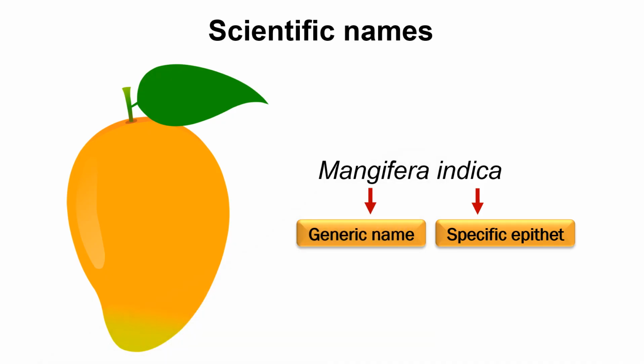Let me add one more point regarding scientific names. In scientific names, the name of the author appears after the specific epithet. That is, at the end of the biological name, and is written in an abbreviated form. Example, Mangifera indica Linn. It indicates that this species was first described by Linnaeus.